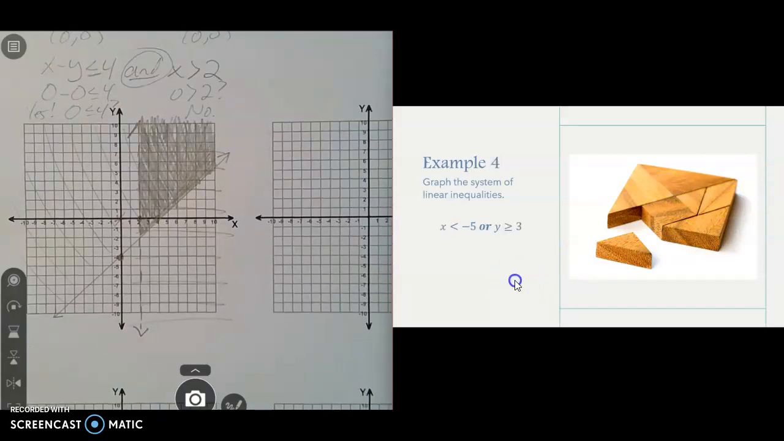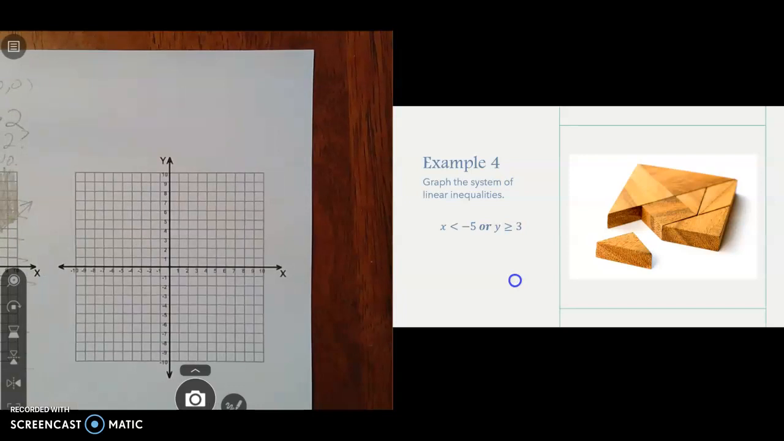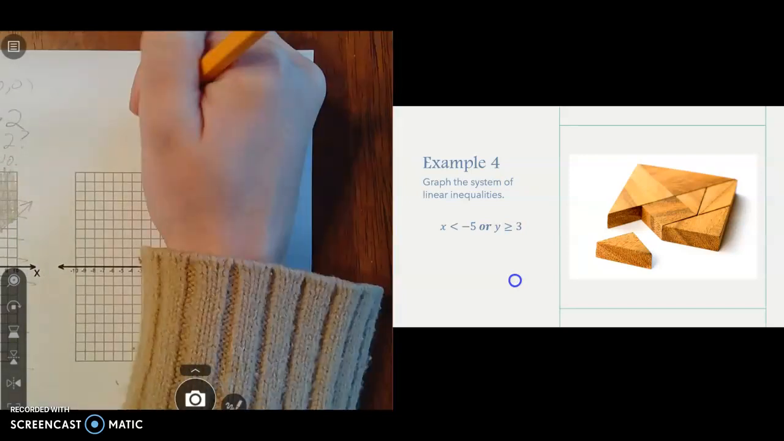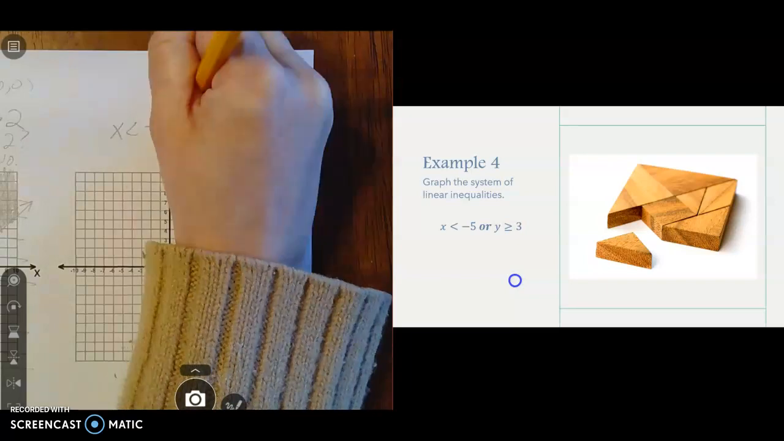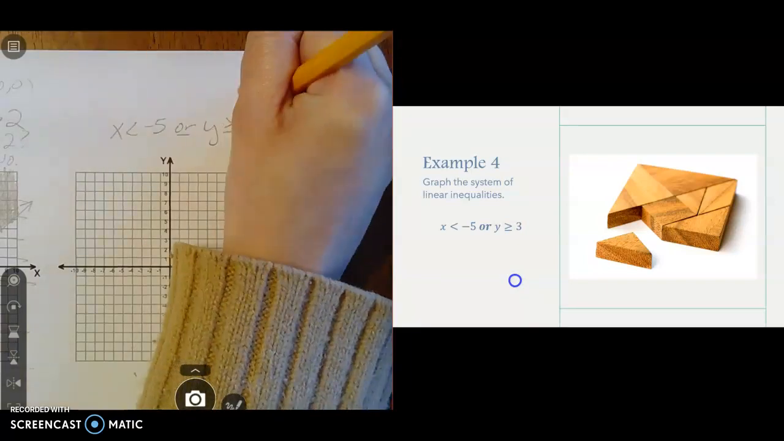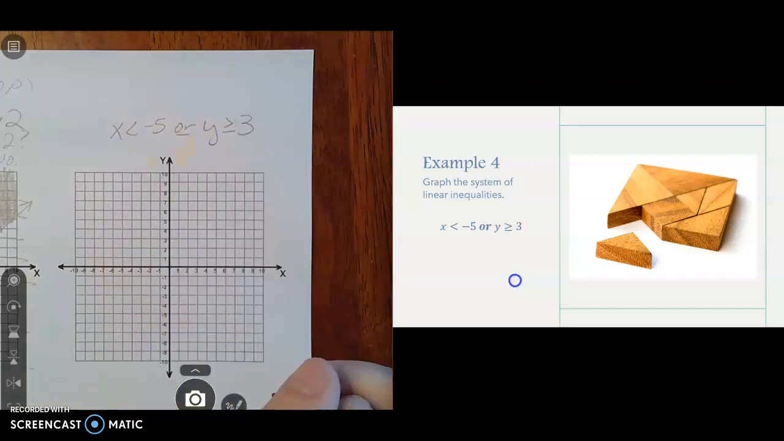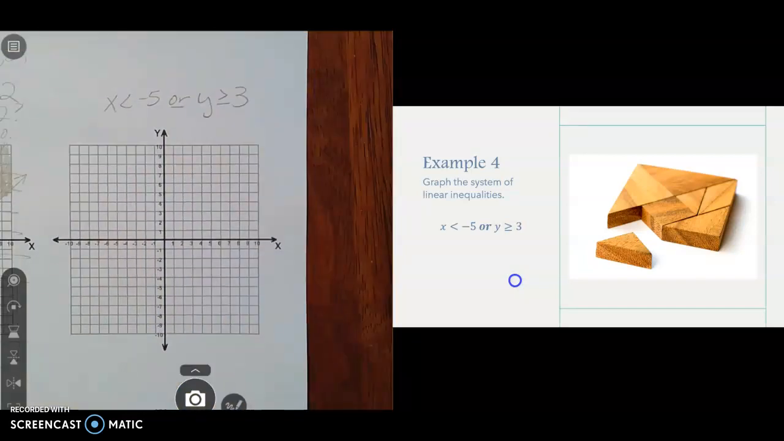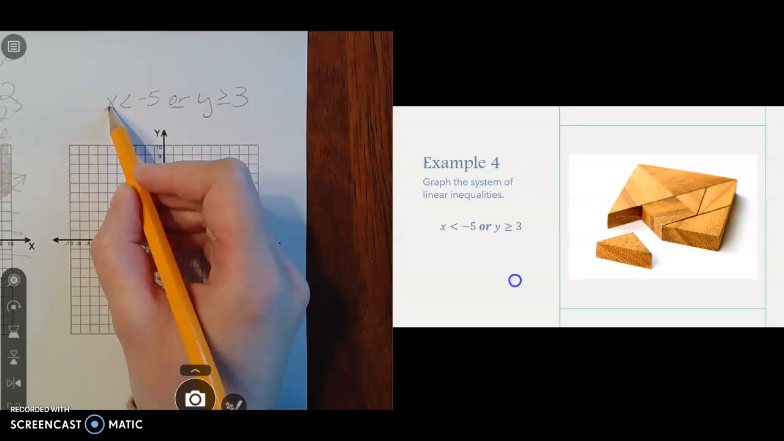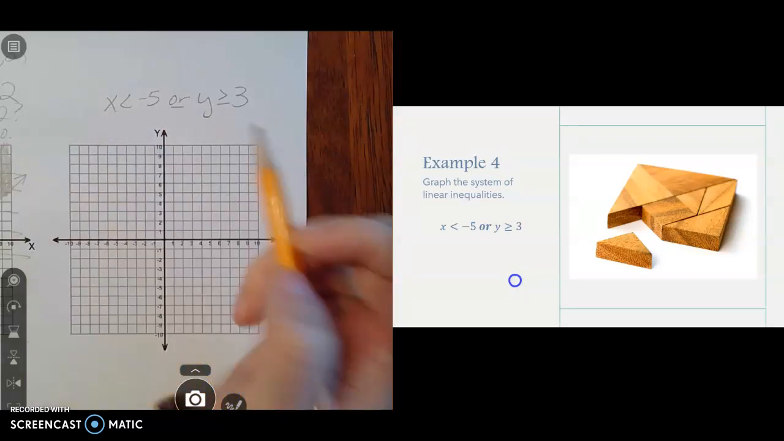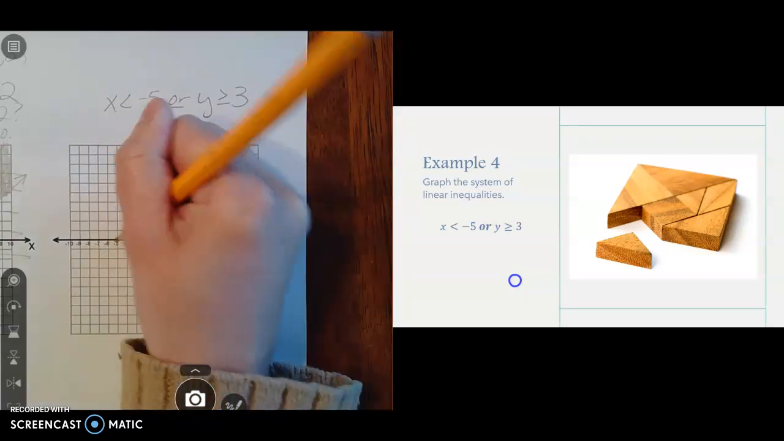Let's do an "or" inequality, because that's good to have an example of. So this one, I have x is less than -5, or y is greater than or equal to 3. So some of those little vertical and horizontal lines again. So let's see, x is less than -5. If x was equal to -5, that would be a vertical line going through the x-axis at -5.